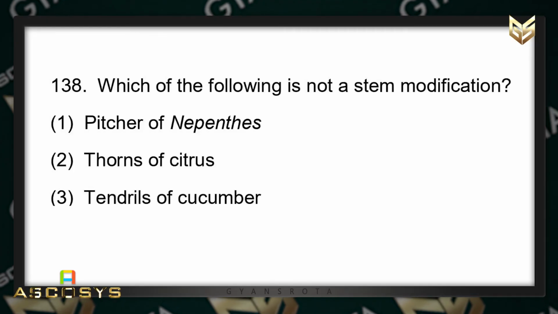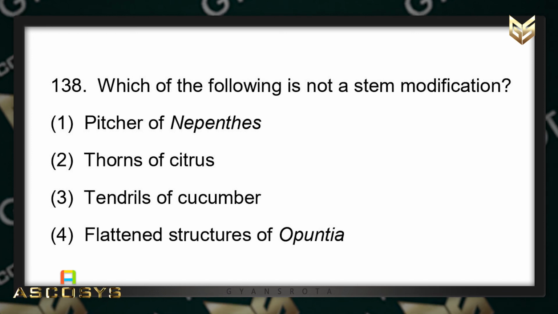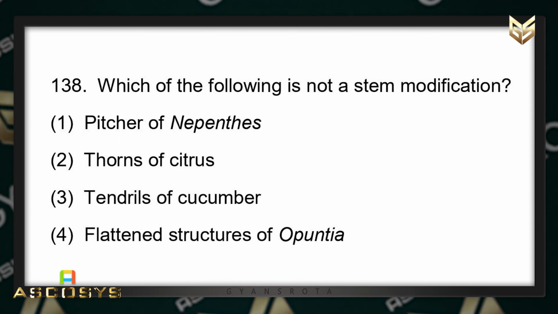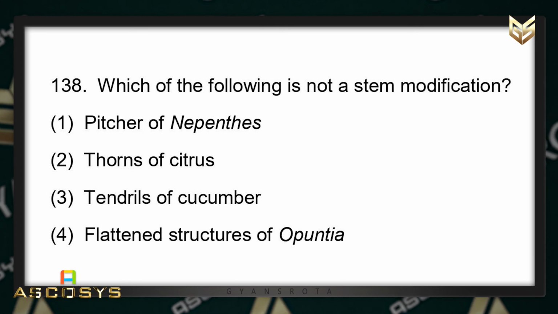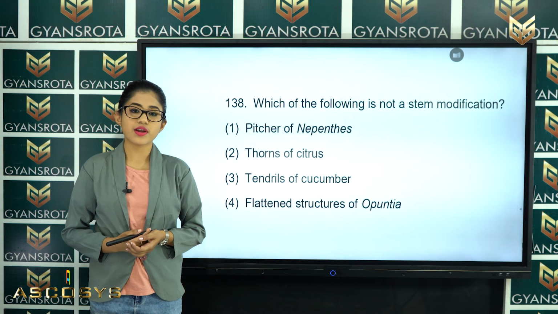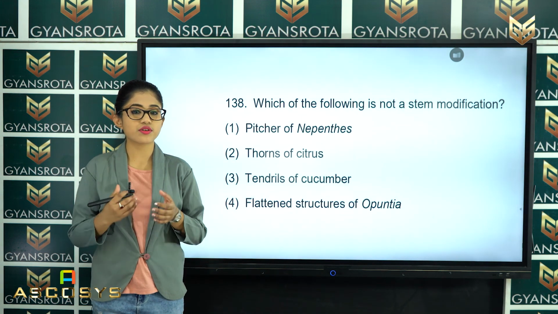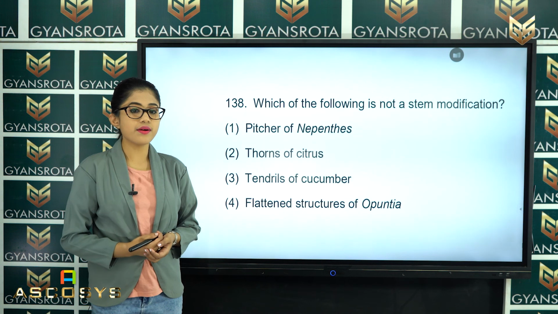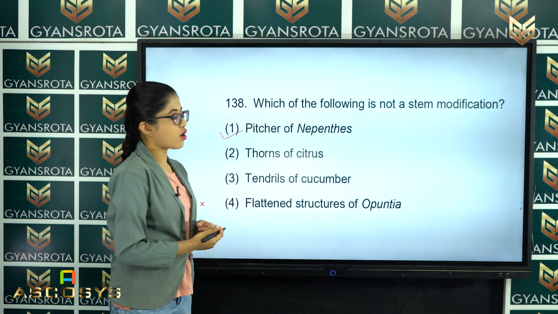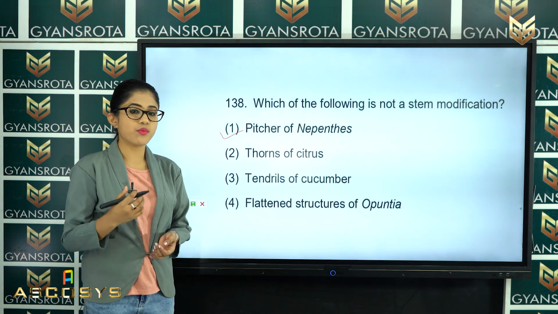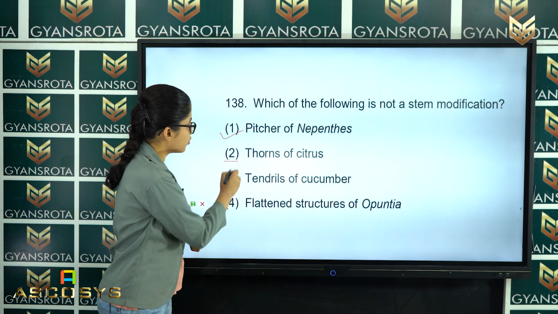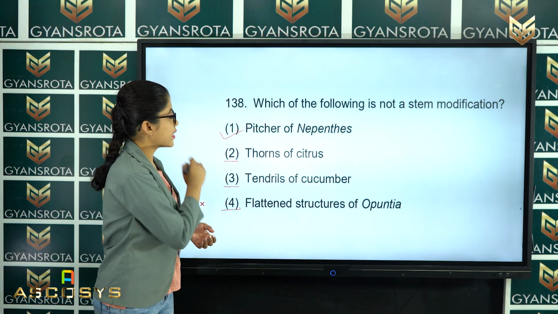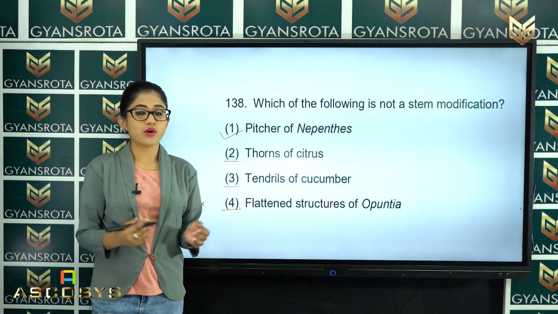Which of the following is not a stem modification? These are 4 options given: pitcher of Nepenthes or thorns of citrus or tendrils of cucumber or flattened structure of Opuntia. So, in the chapter Morphology of Flowering Plants, there we have described the modifications of stem. So, which among these examples is the correct answer? That is the option number 1, pitcher of Nepenthes. This is not under the stem modification, whereas option number 2, 3 and 4, these are all actually the modification of the stem. So, correct answer is option number 1. Okay. Now, let us see the next question.